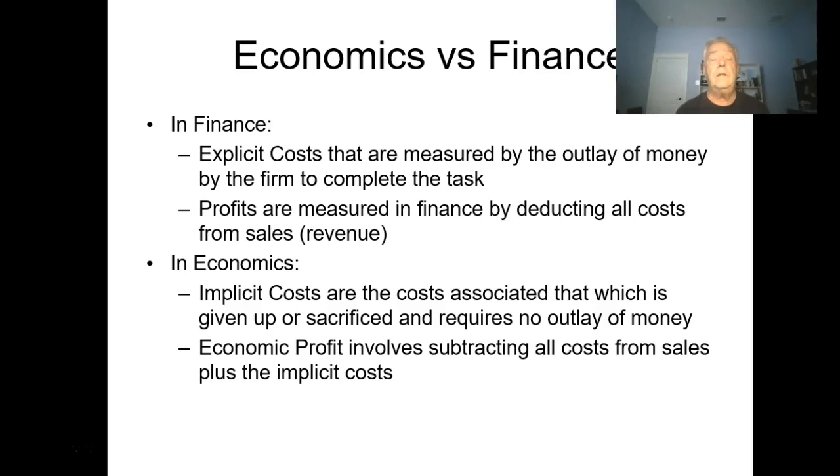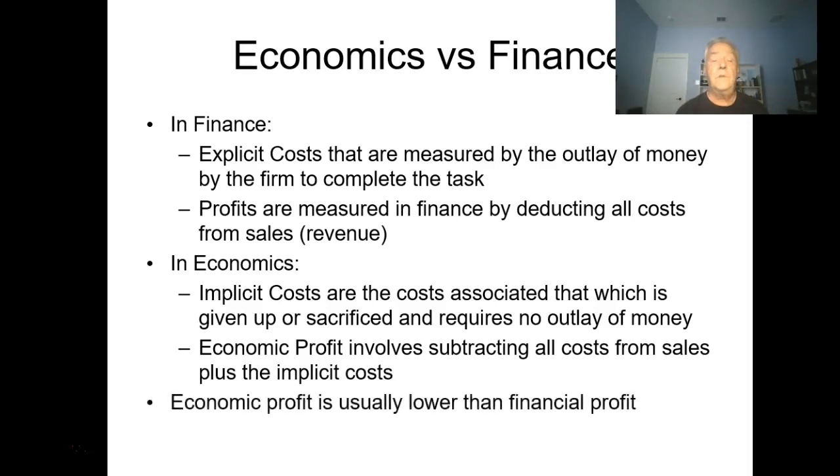So there's no outlay of money in that, but the cost associated with that is what that person gave up to go into business for himself. And basically, as we said, since he left his other job, he gave up his leisure time and he's going into a business of his own. So economic profit involves subtracting all costs from sales plus the implicit costs. So when we talk about costs in economics, we're talking about not only the costs that we can see, like the explicit costs, but also the implicit costs of what we've given up to do what we're doing now.